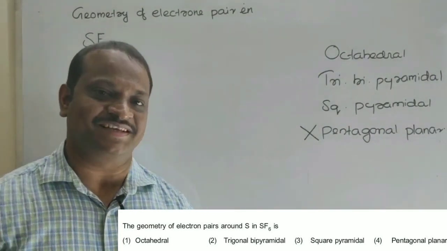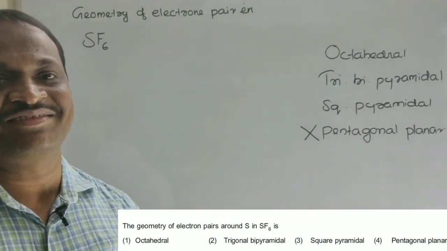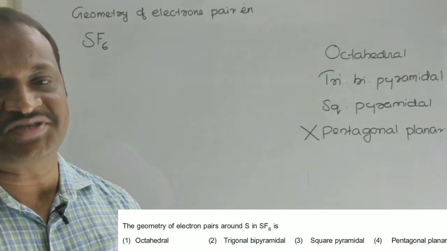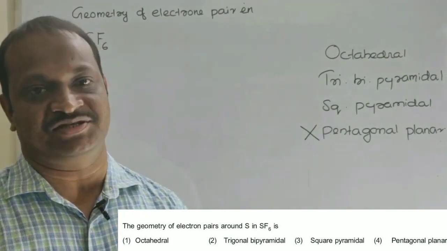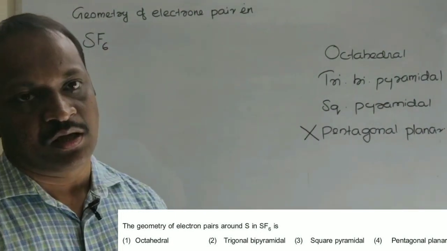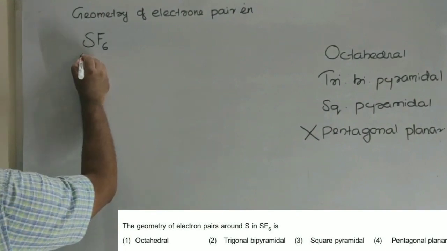And you know SF6. I don't want to explain anything about this because SF6 is an ideal example for octahedral geometry. But still, how do we get it? So that's what we are discussing here. We know SF6. See, I can write it here.